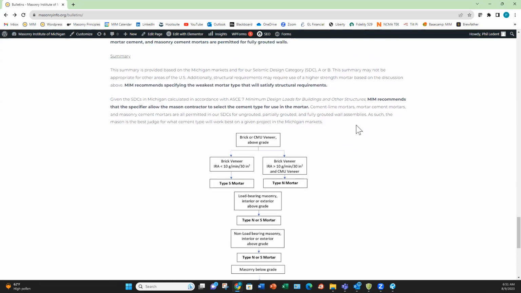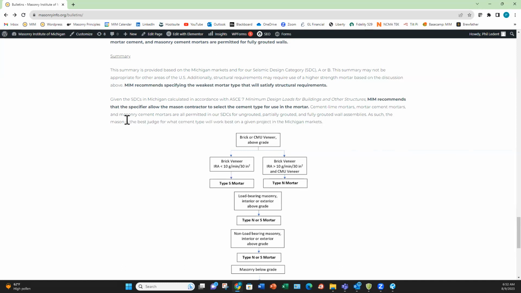And again, if I had to boil it down to one statement, the MIM recommends specifying the weakest mortar type that will satisfy our structural requirements. In general, that's because if we have any settlement, deflection, anything that causes distress in our wall, we would like the cracking to occur in our mortar joints because it's easier to tuck point a mortar joint than replace units. And so if I had to boil it all down, we're going to recommend specifying the weakest mortar type that will satisfy our structural requirements.